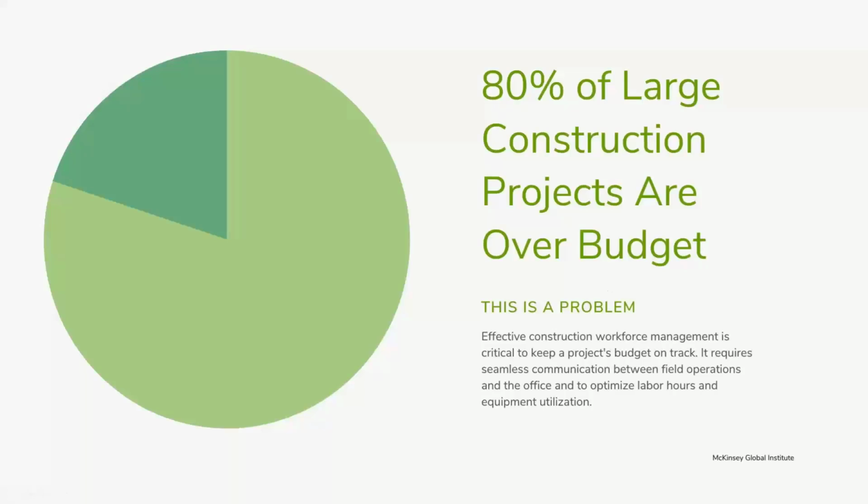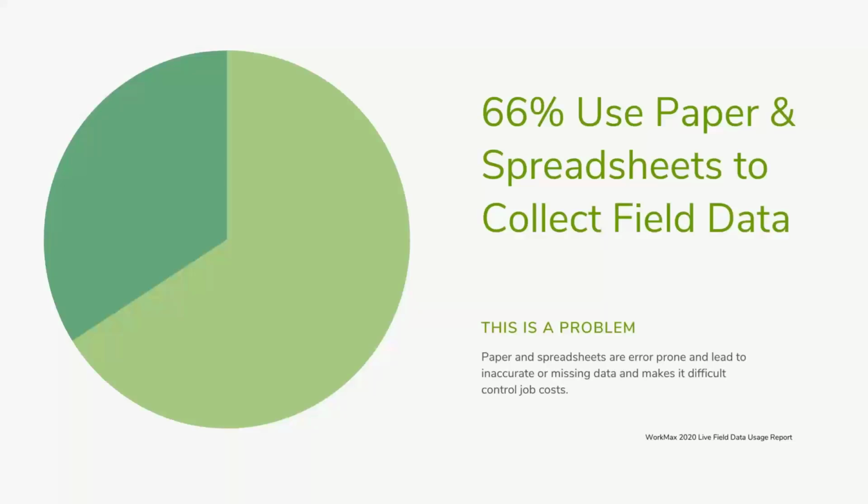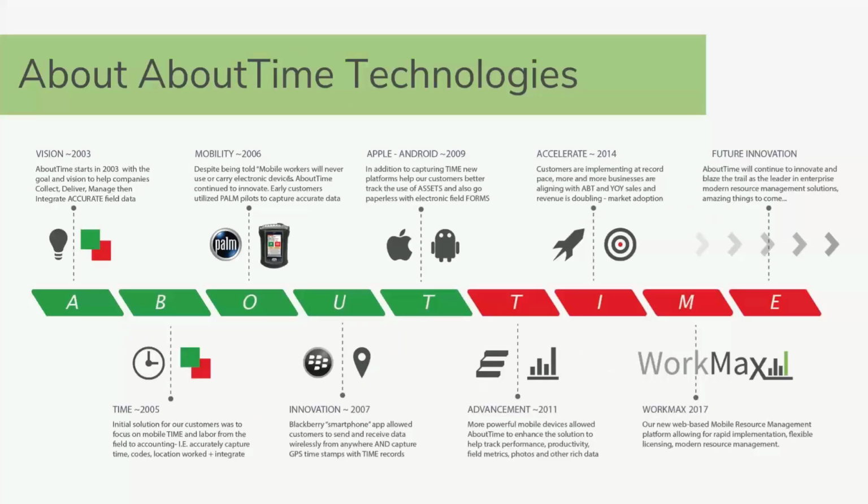So to get started, I think from the top, something important to talk about is 80% of large construction projects end up being over budget. So this is a major industry problem and a challenge. And basically what that means is we're having a hard time forecasting exactly where we're going to land before we start these projects. So in order to make that more accurate, of course, we need to go to more digital methods of tracking the labor and the data that pertains to those costs. Also, 66% of construction companies are still using paper and spreadsheets to collect their field data.